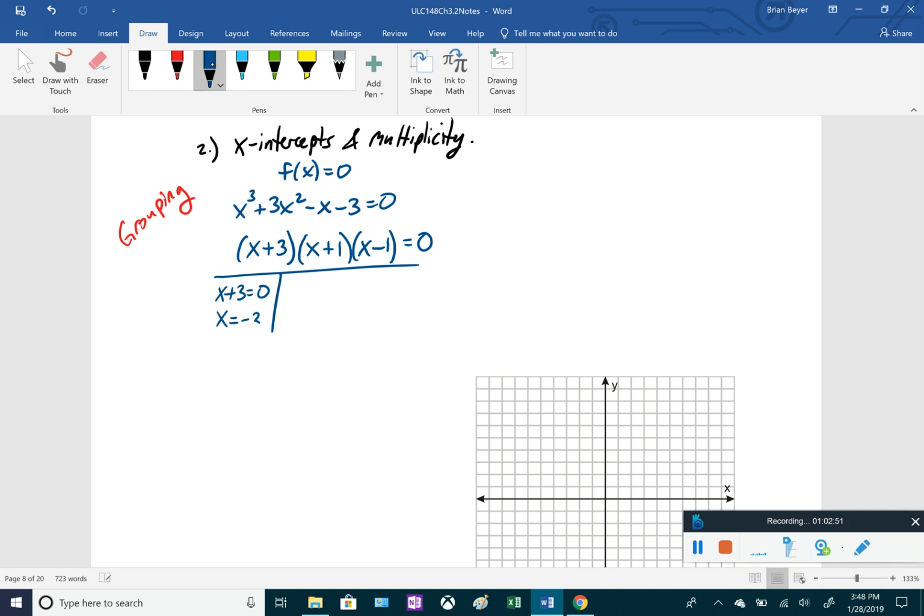We get x equals negative 3 for the first one, x equals negative 1 for the second one, and x equals positive 1 for the third one. Now, looking at the exponents for the multiplicity, each one of these factors only had an exponent of 1, right? 1, 1, and 1. So this means that all three have odd multiplicity.